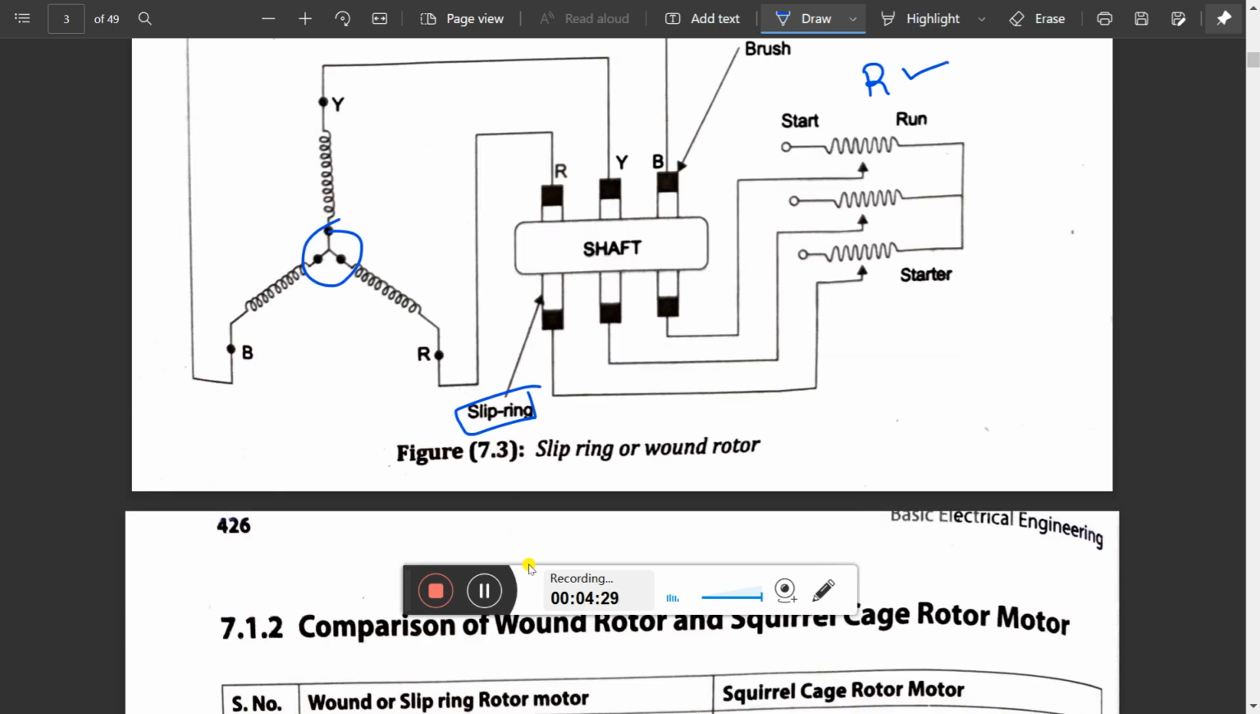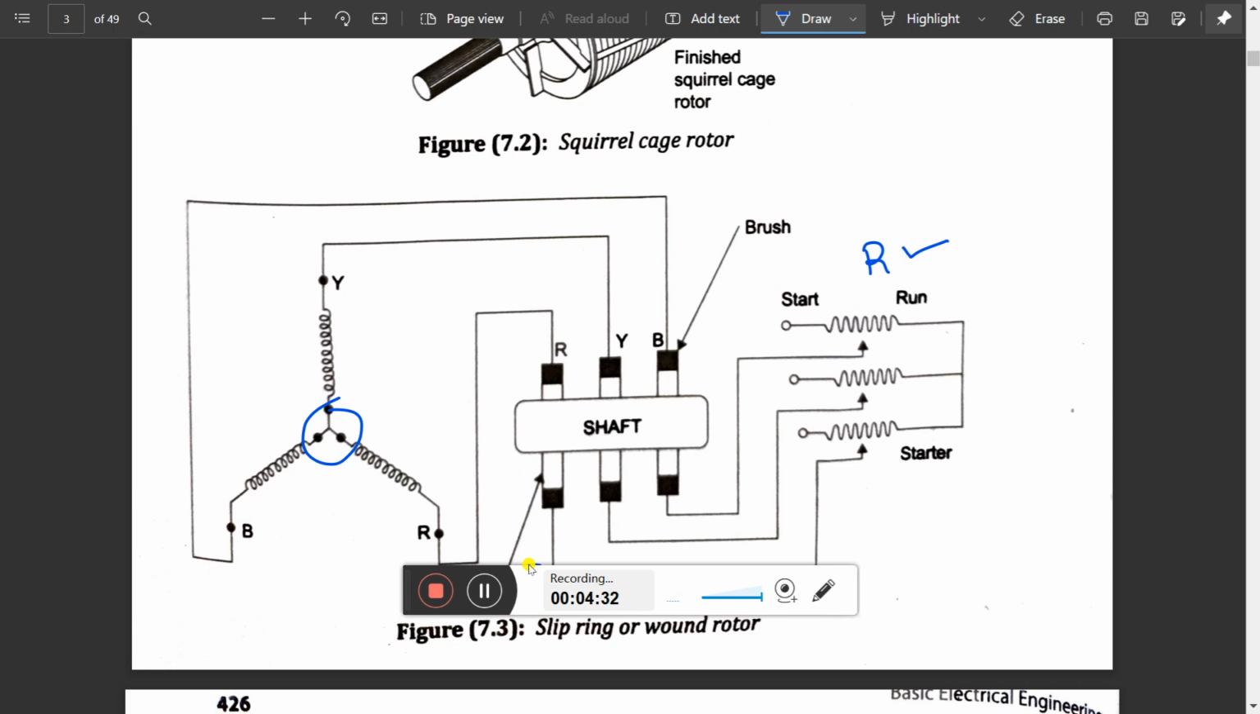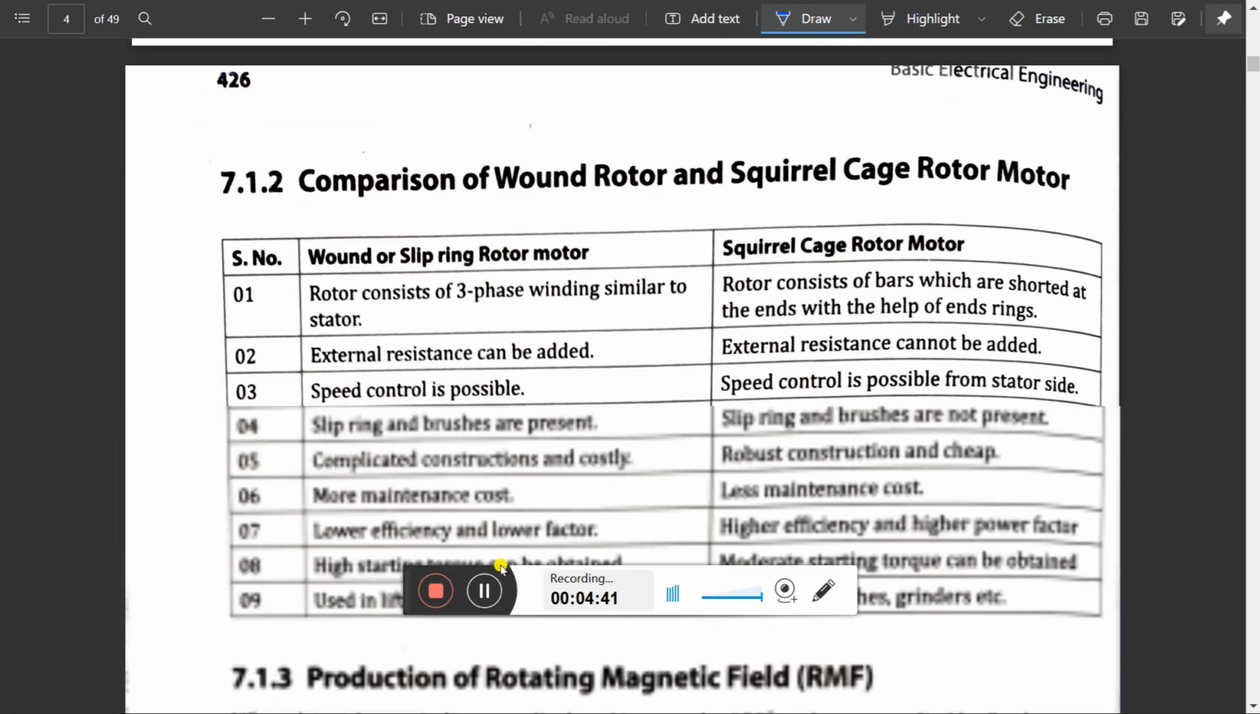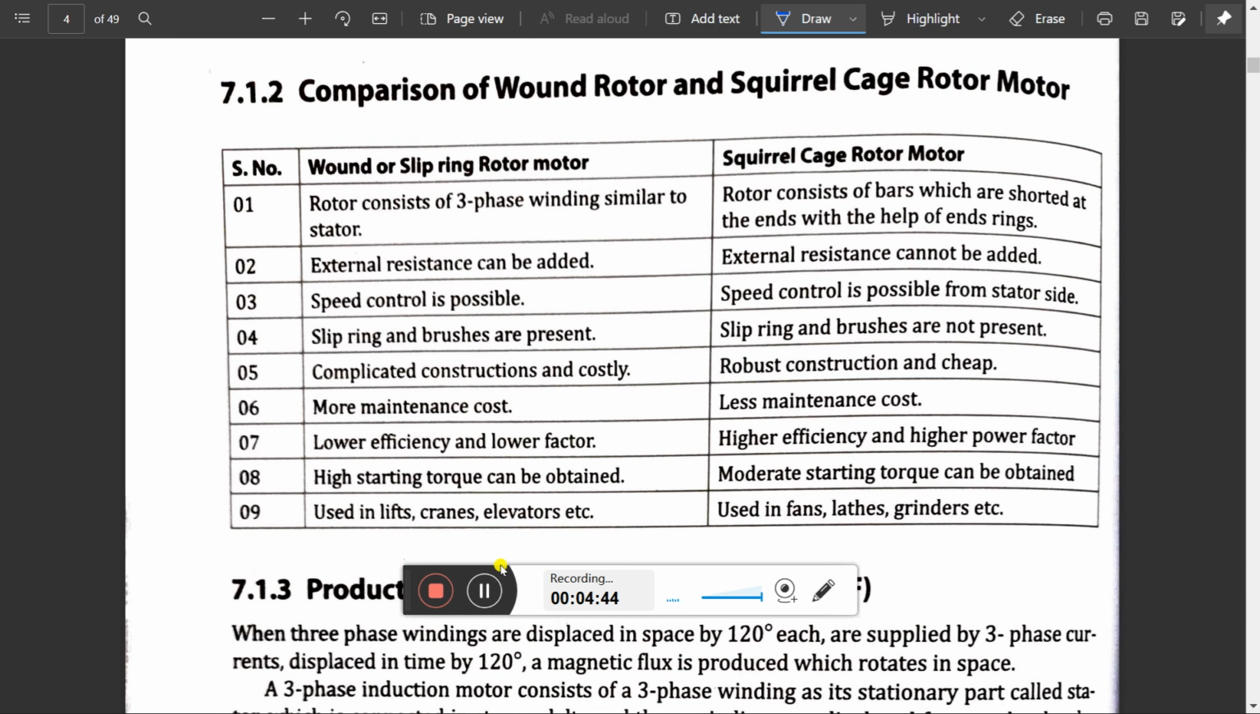Now, after this introduction of the slip ring and squirrel cage rotor motors, I will explain the comparison between these two types of rotors. Where do we use these two types of rotor construction? First, in the wound or slip ring rotor, the rotor consists of three-phase winding similar to the stator. But in the case of the squirrel cage rotor motor, the rotor consists of bars which are shorted at the ends with the help of end rings.